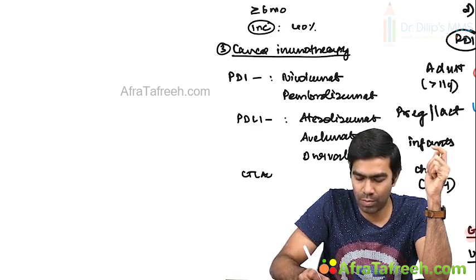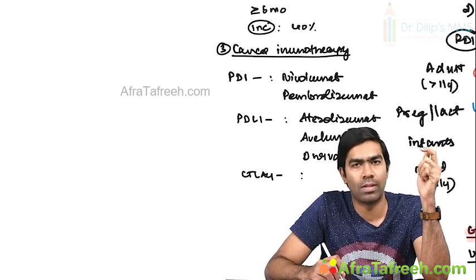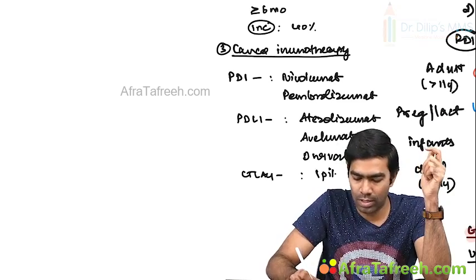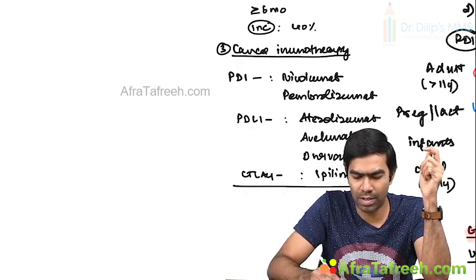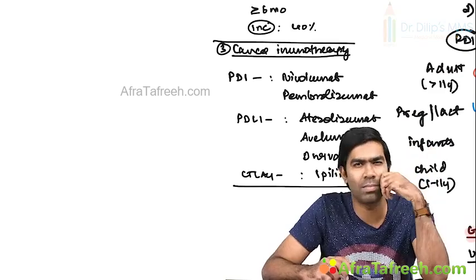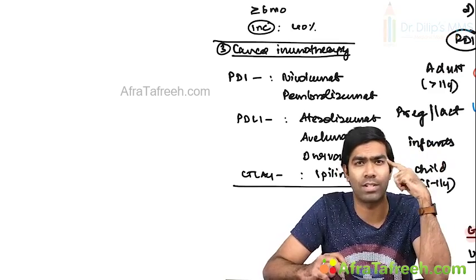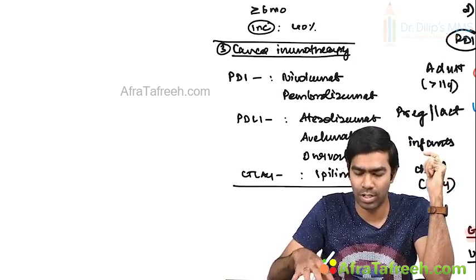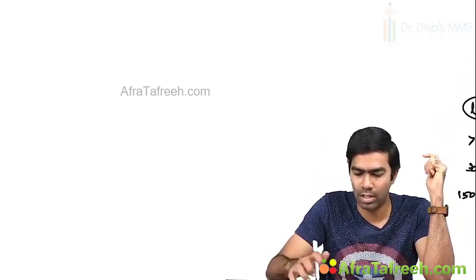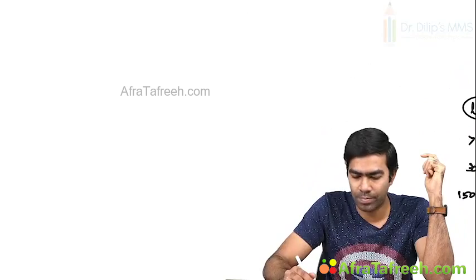And we have CTLA4 inhibitors also. Only one drug that is available right now, that is ipilimumab. I think some clever students must know where we studied ipilimumab. We have studied it in lymphocytic hypophysitis in the pituitary section itself. So let us see how these drugs are going to cause thyroid issues.